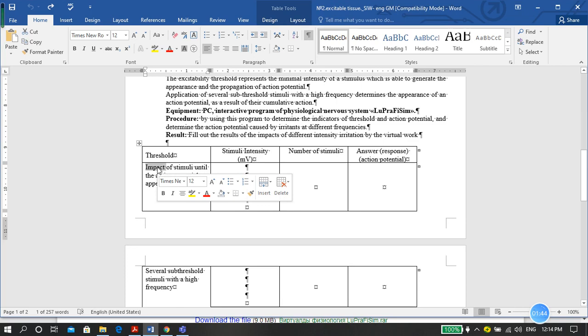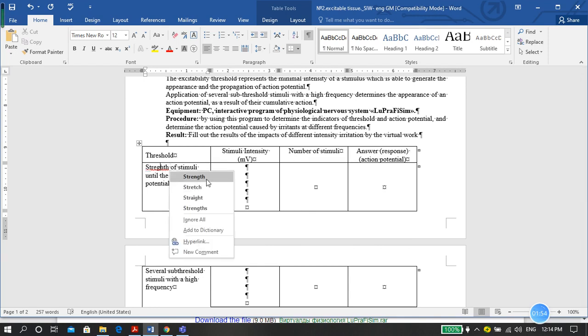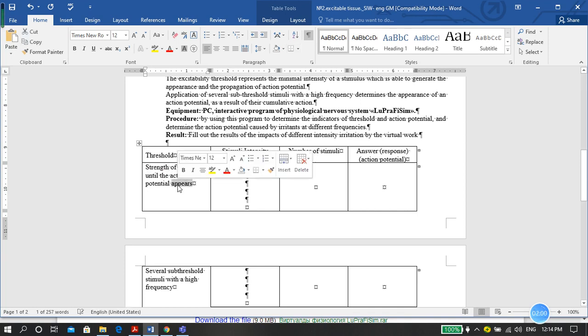Maybe this is a translation error. It's strength of stimuli, strength of stimuli until the action potential appears or is generated. Yeah, until the action potential is generated. Yeah, it's correct. So again, let's use it.